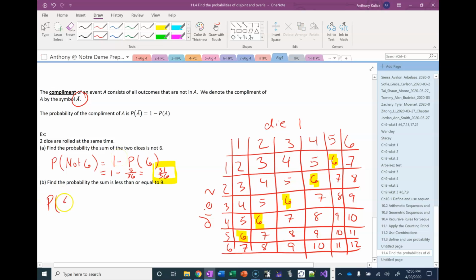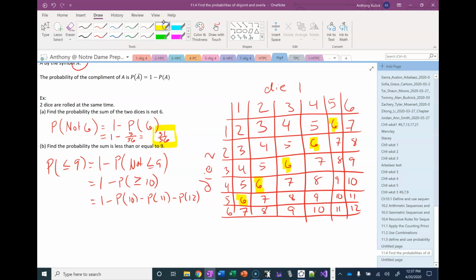So we want the probability that we are less than or equal to 9. That was going to be a lot of addition. We can do 1 minus the probability that we're not less than or equal to 9. Not less than or equal to 9 is the same thing as greater than or equal to 10. Right? So what are the things that are not less than or equal to 9? They're 10, 11, and 12. So this is going to be the probability of 10, the probability of 11, and the probability of 12.